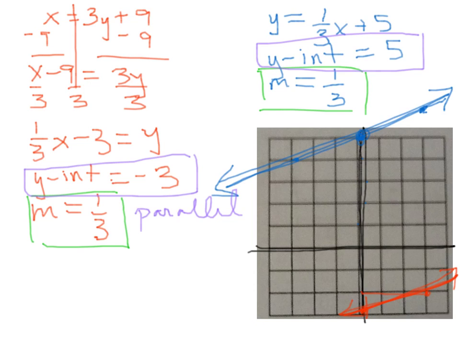Therefore, I know when I have no solution, when I get a weird statement like 0 is equal to 8, my lines never intersect. In order to never intersect graphically, these lines must be parallel to each other. I wonder if that's the question I'm going to ask on your quiz tomorrow.